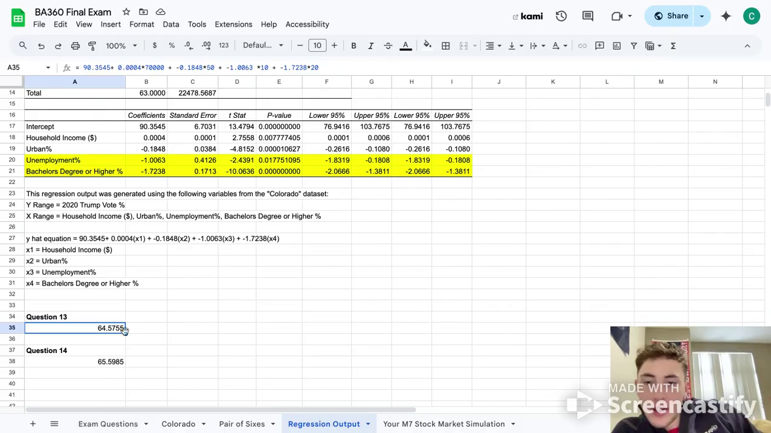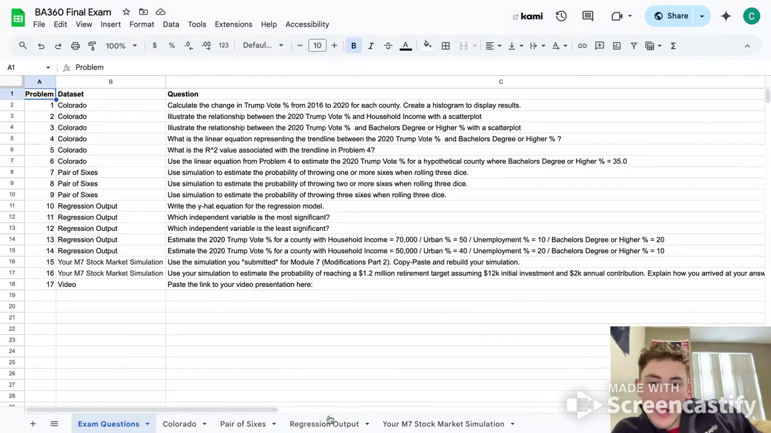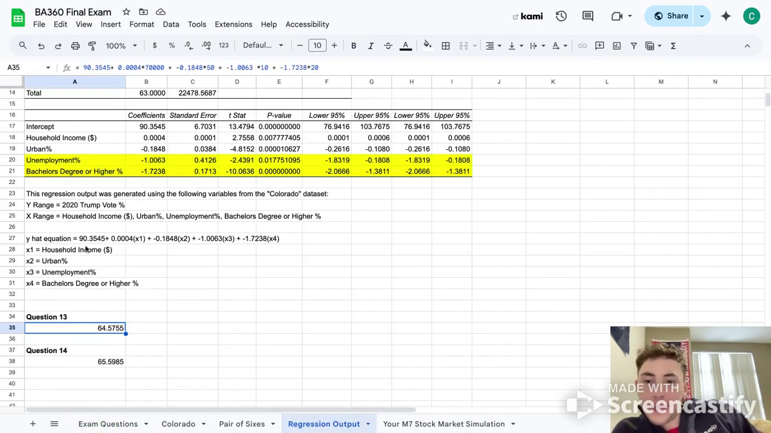And then for question 13 and 14, they're right there. I just plugged the given variables into the y-hat equation, let Excel do the work for me, and it spit out 64.5755% and 65.5985% for question 13 and then question 14.